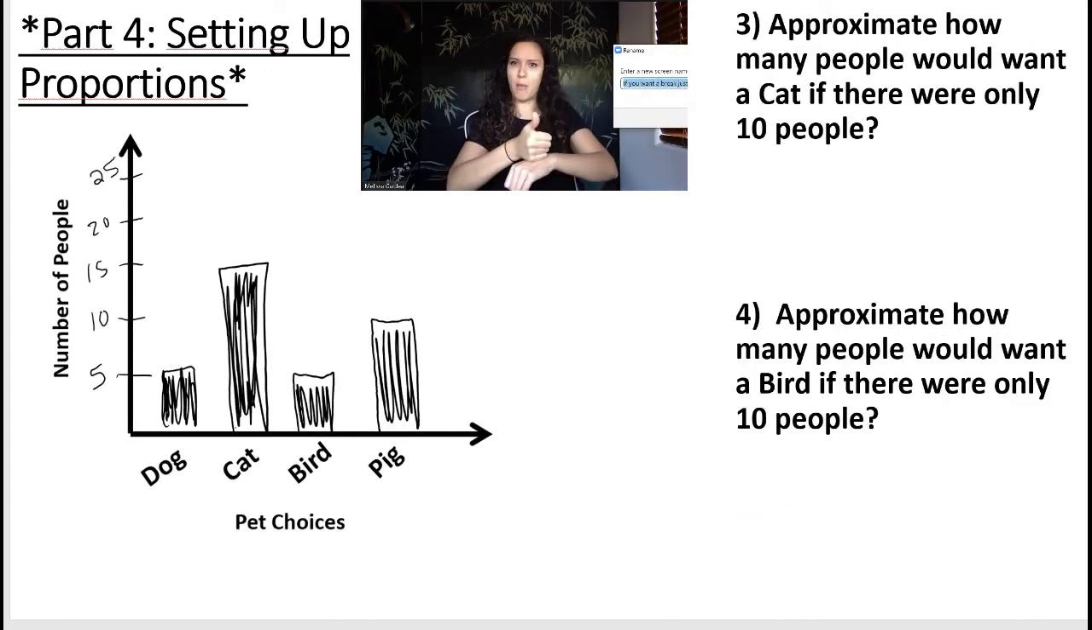Go ahead and try to set up those proportions. Don't solve them, just set up the proportions. When I'm done talking, press pause and then come back so you can check your work. Go ahead, press pause.